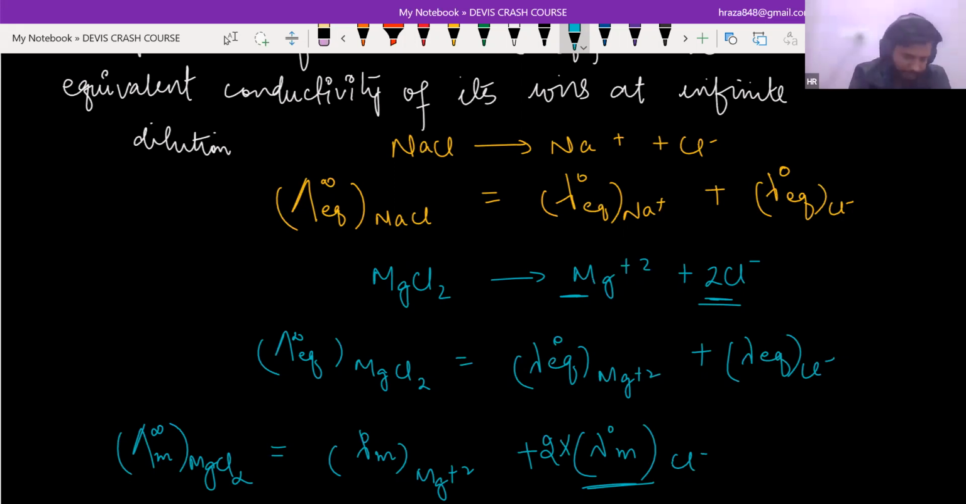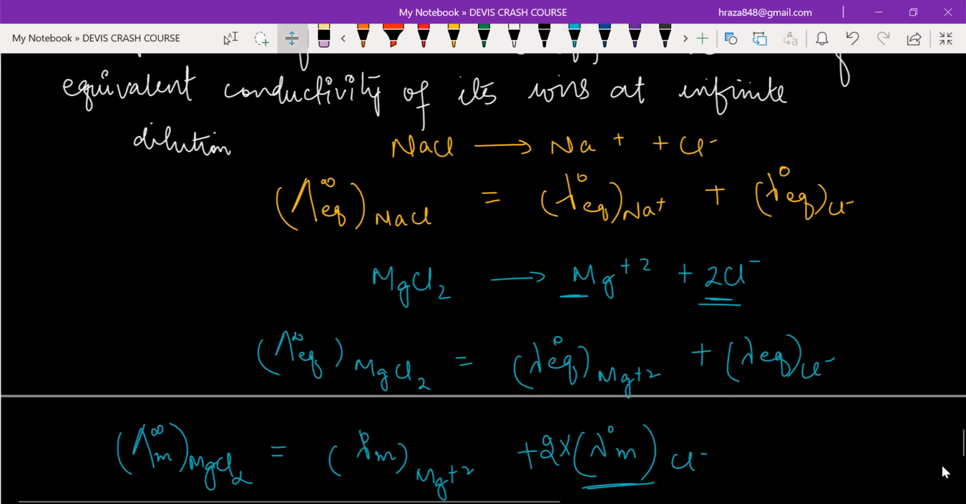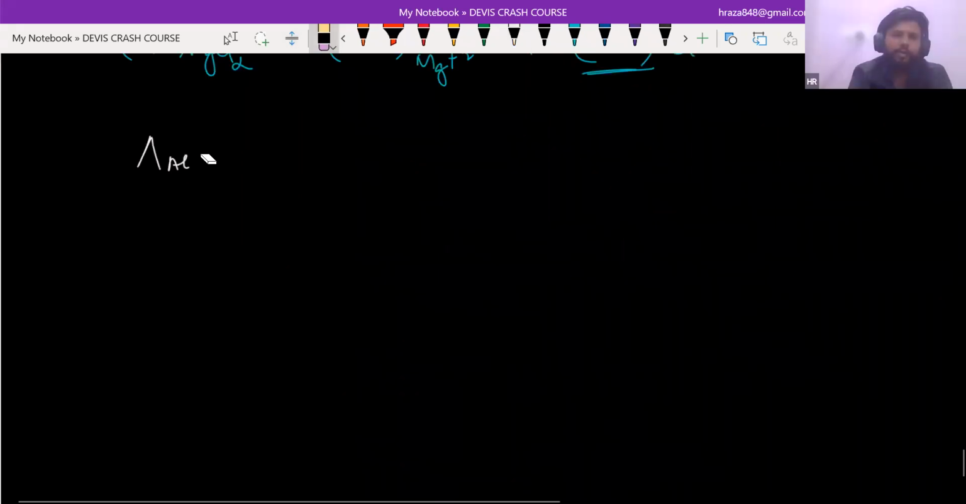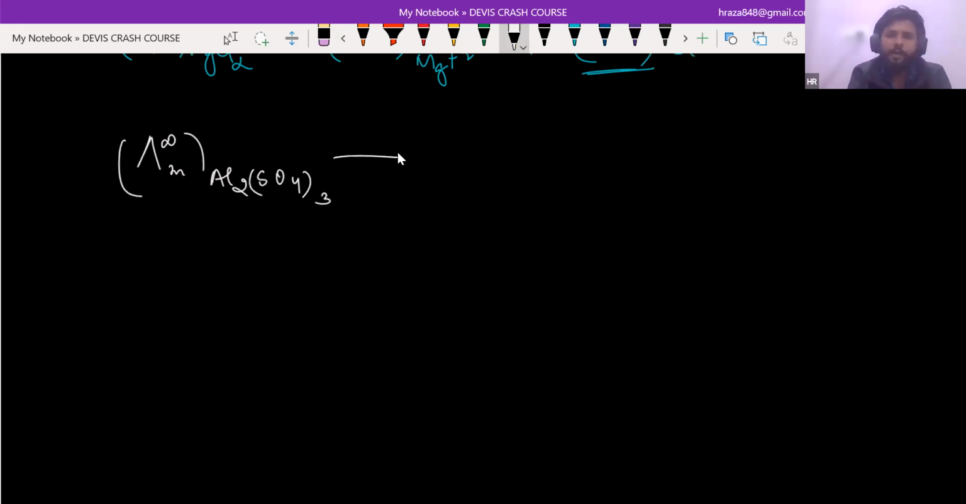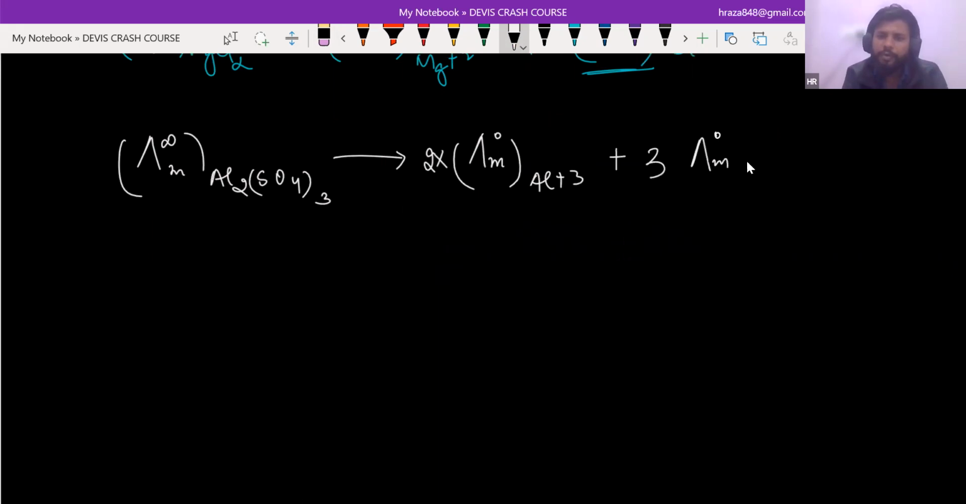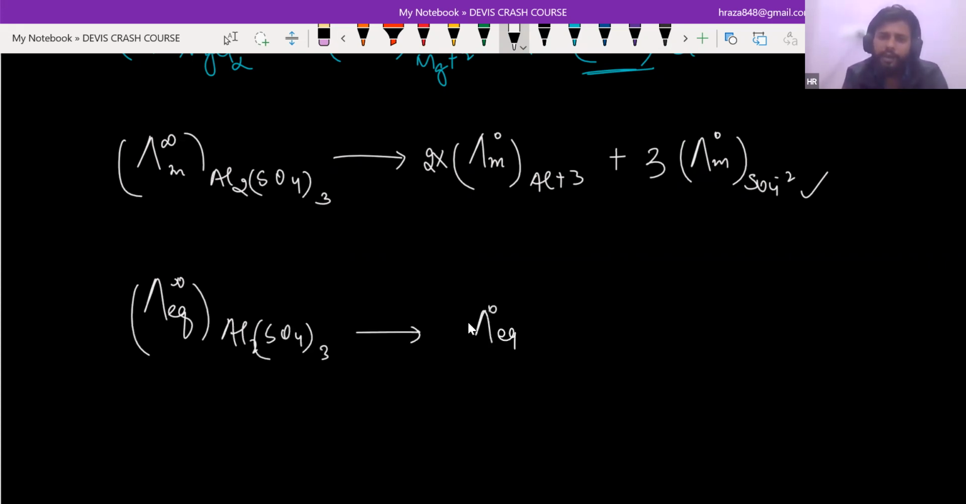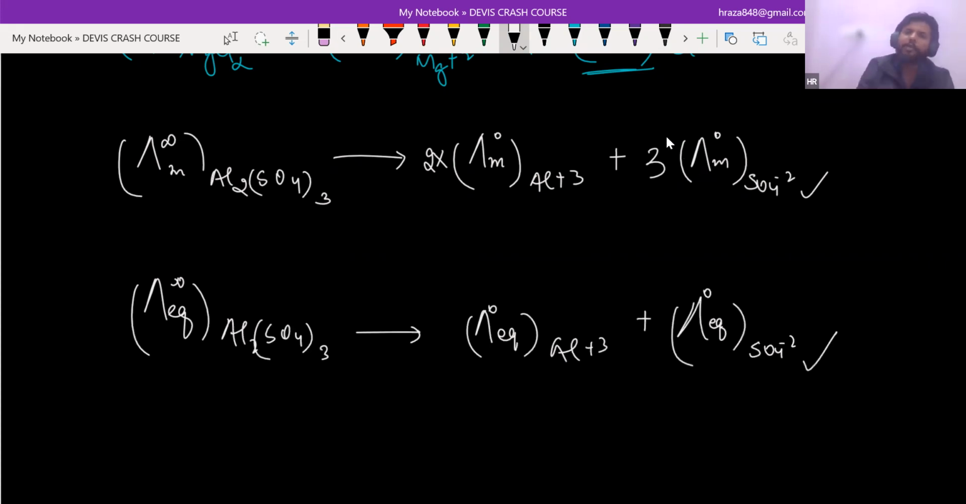Lambda naught infinity of Al2(SO4)3. Can you write what it will be? Lambda m naught will be 2 into lambda m naught of Al 3 plus plus 3 into lambda m naught of SO4. But if you are going to write the equivalent conductivity of this, it will be as it is, equivalent Al 3 plus. Got it?